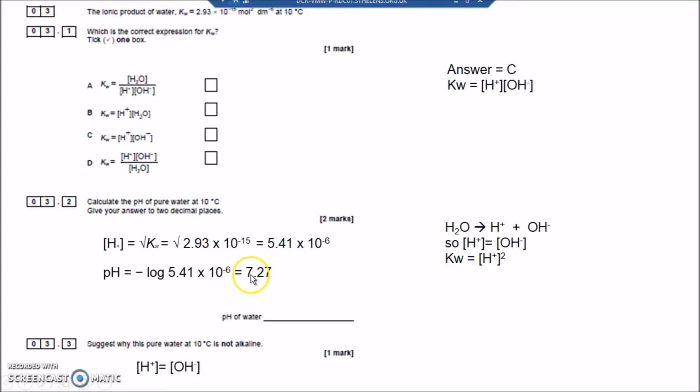Just because its pH is higher than 7 doesn't mean that it's alkaline. That just means that I might have changed the temperature. I might have added some alkali, but I haven't. I've just changed the temperature. That's how I've altered the pH. So the fact that H plus concentration equals OH minus concentration because it's pure water means that it's not alkaline.